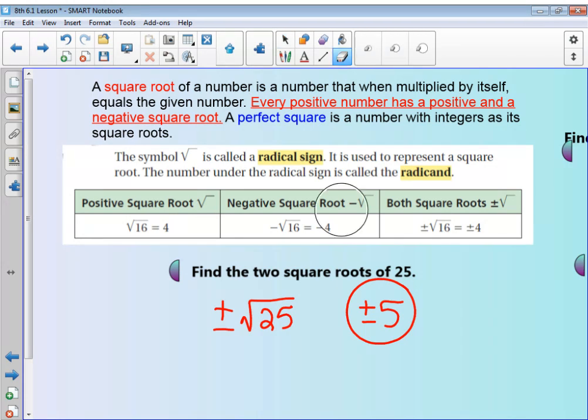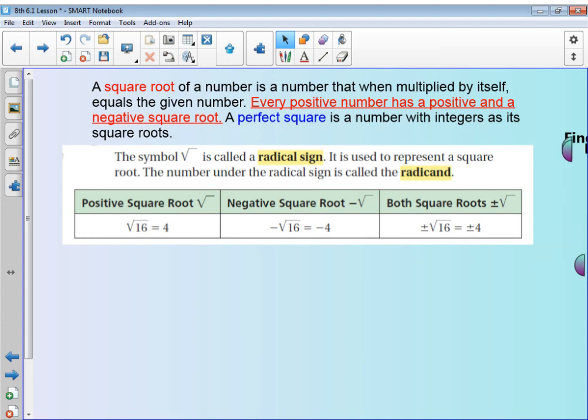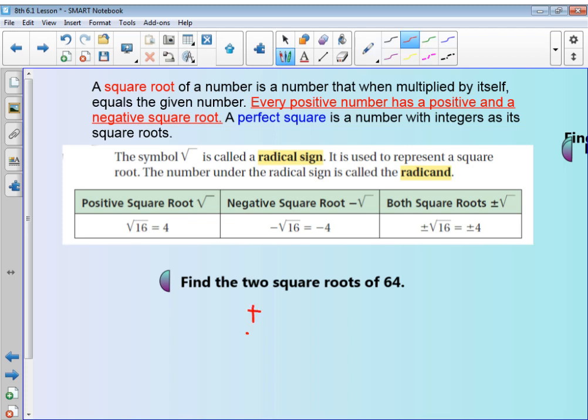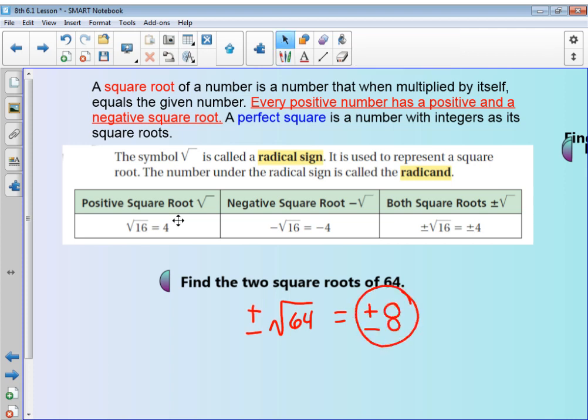All right, so I'm going to slide one out here for you to try independently. Go ahead and try this one. Find the 2 square roots of 64. So you can pause your video if you need to and work through this one. Okay, the 2 square roots of 64 are positive and negative 8.